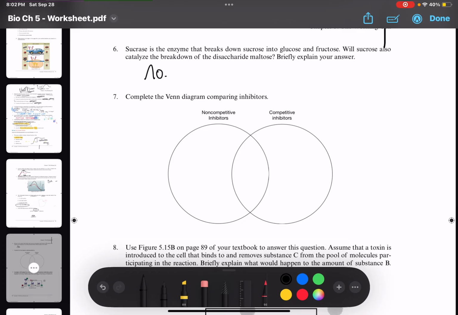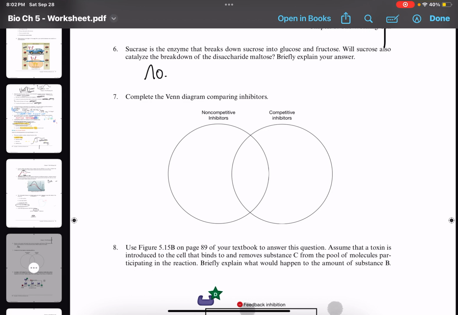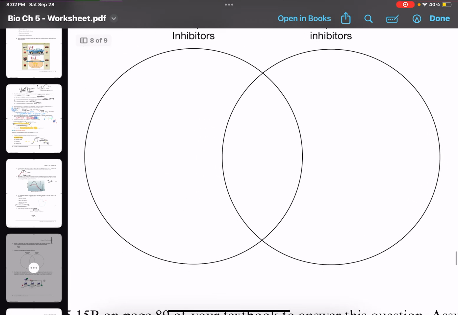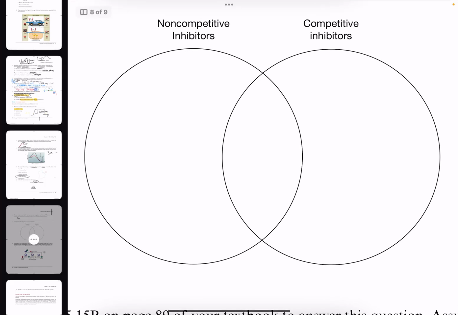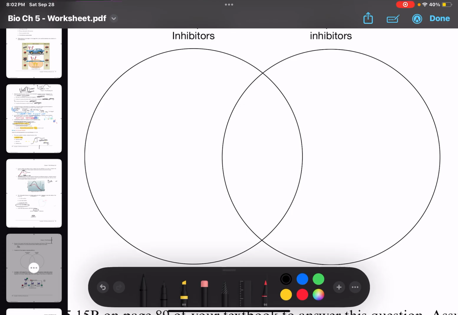Alright, create a Venn diagram comparing inhibitors. I'm not going to create a Venn diagram. Instead, I'm going to explain how this works. Let's say we have two enzymes. We'll call them enzyme A and enzyme B. Let me draw the enzymes real quick. This is going to be the enzyme.